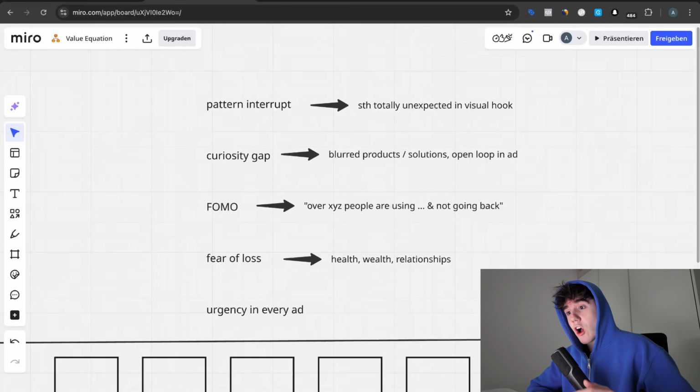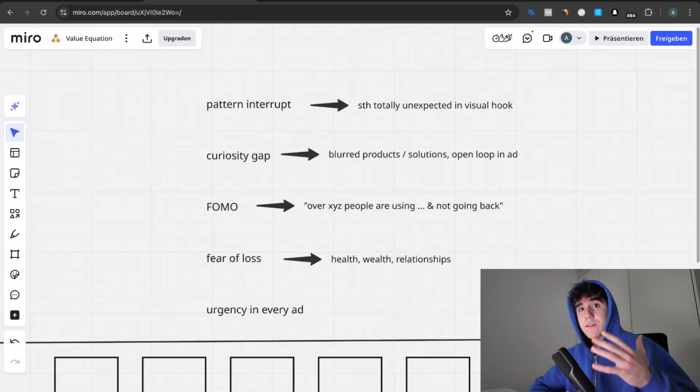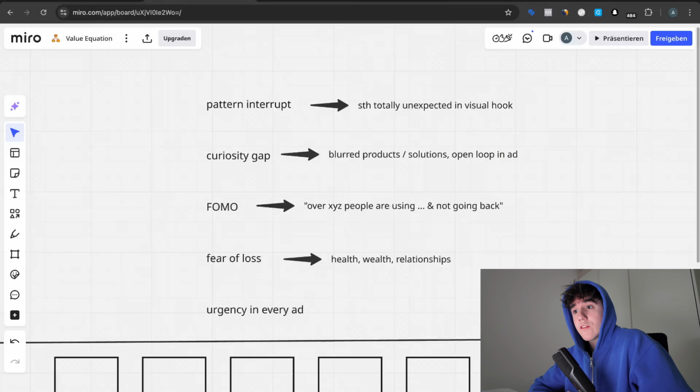What's up? I've analyzed all of my winning ads over all my time in Ecom, and I've noticed 5 common things that every single ad that did super well and that actually scaled had in common, right? So I made a winning variables sheet, which you should have as well, right?